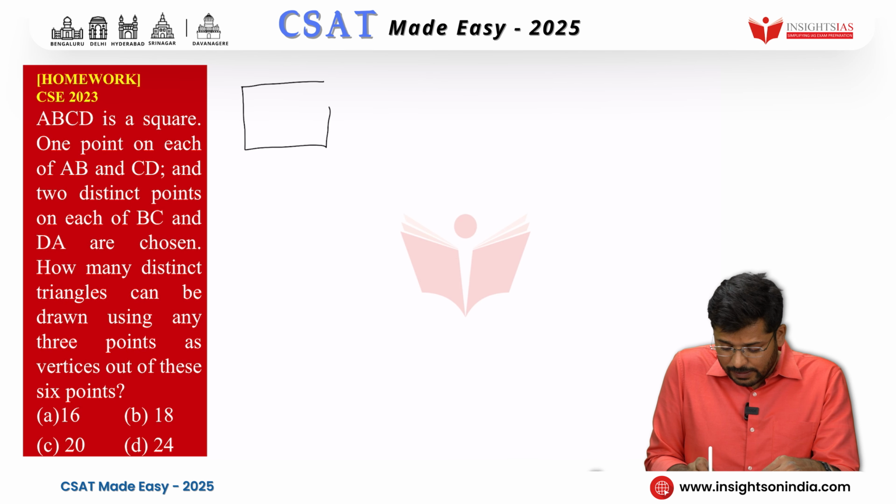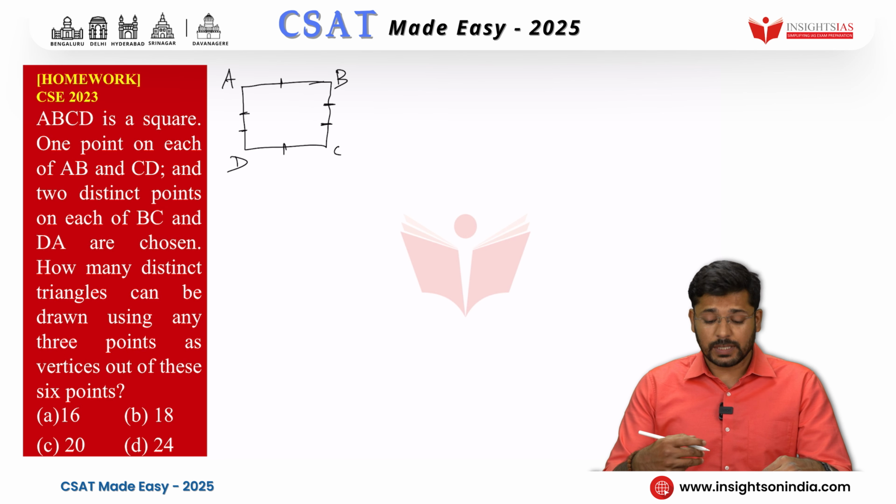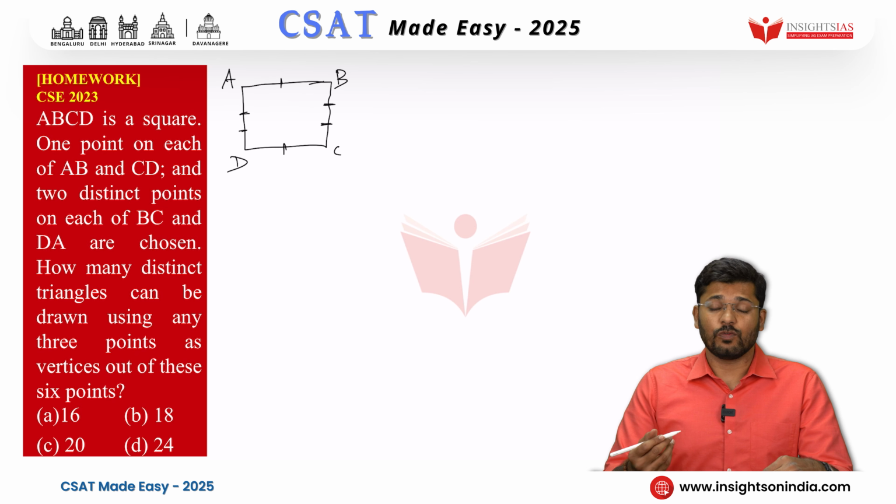Okay. What is the question telling us? The question says that ABCD is a square, and 1 point on AB and 1 point on CD are chosen, and then 2 points on BC and 2 points on DA are chosen. Using these 6 points, how many triangles can you form?